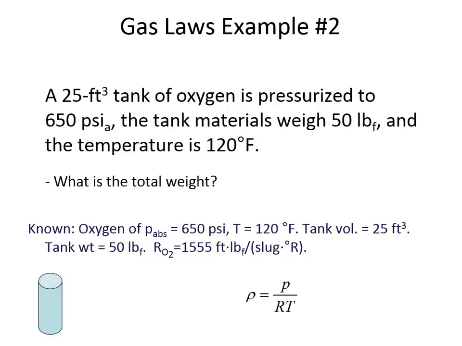One important thing that you need to do is make sure that your units are consistent. And so if the pressure is given in 650 pounds per square inch, then you need to convert that into pounds per square foot by multiplying by 144. There are 144 square inches in a square foot, so that's why we multiply. And that gives us that the pressure is 93,600 pounds of force per square foot. Dividing that by the R value for oxygen in traditional units, 1555 foot-pounds of force per slug Rankine, and multiplying that by 580 Rankine, the temperature.